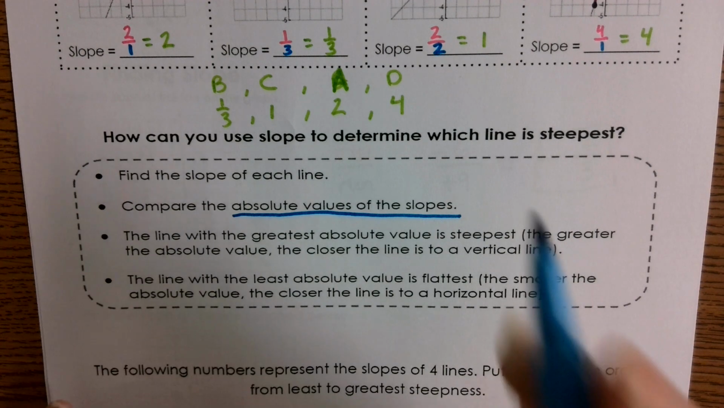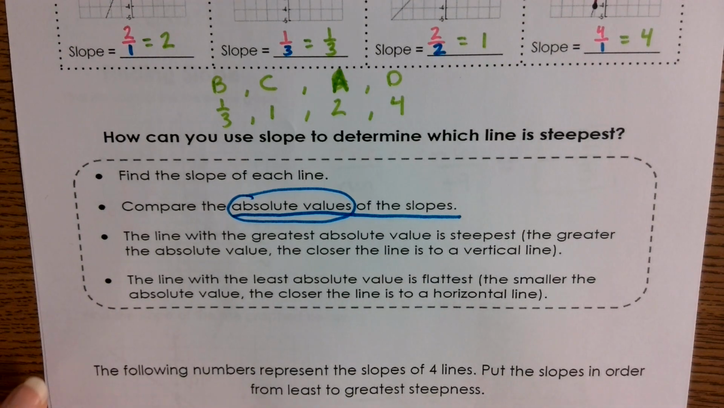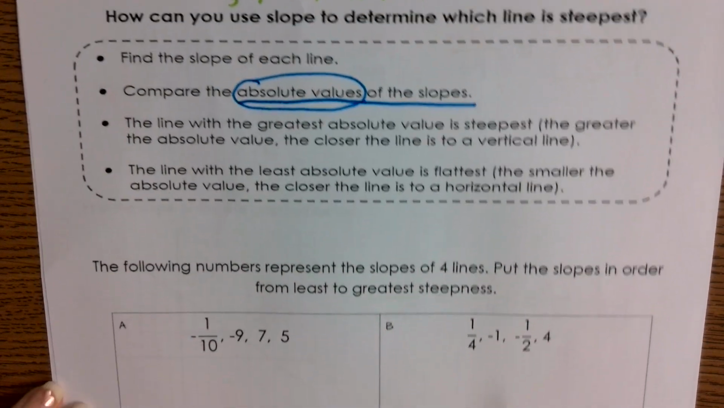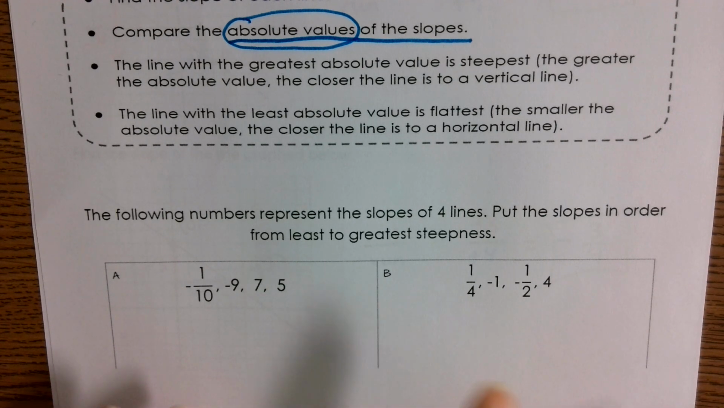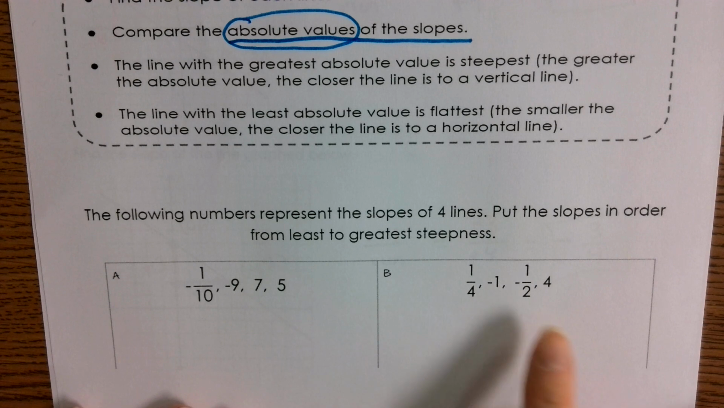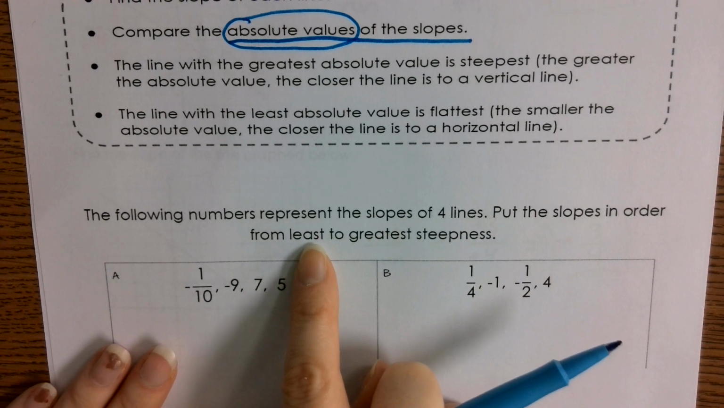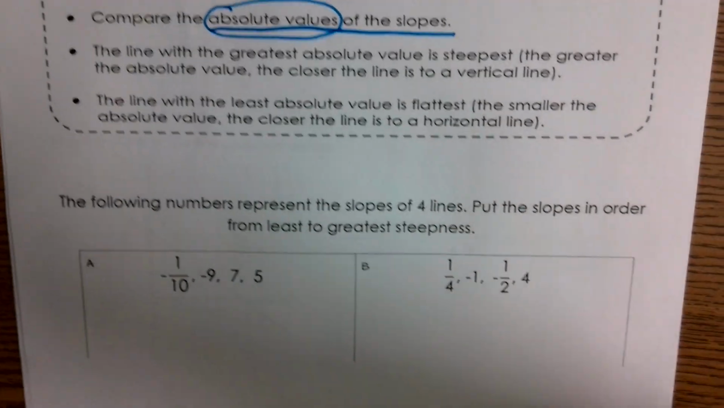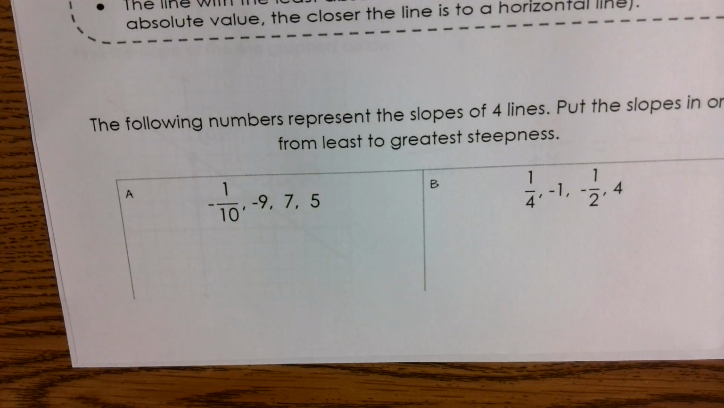Okay? So when we are comparing, it's very important that you focus on the absolute values of those slopes. The larger the absolute value is, the steeper the slope is going to be. So with that in mind, let's take a look at these 2 problems down below. We're going to arrange these numbers in order of their steepness from smallest or least steep to greatest steepness. So remember, again, you're going to focus on absolute value. The absolute value, you're ordering those.